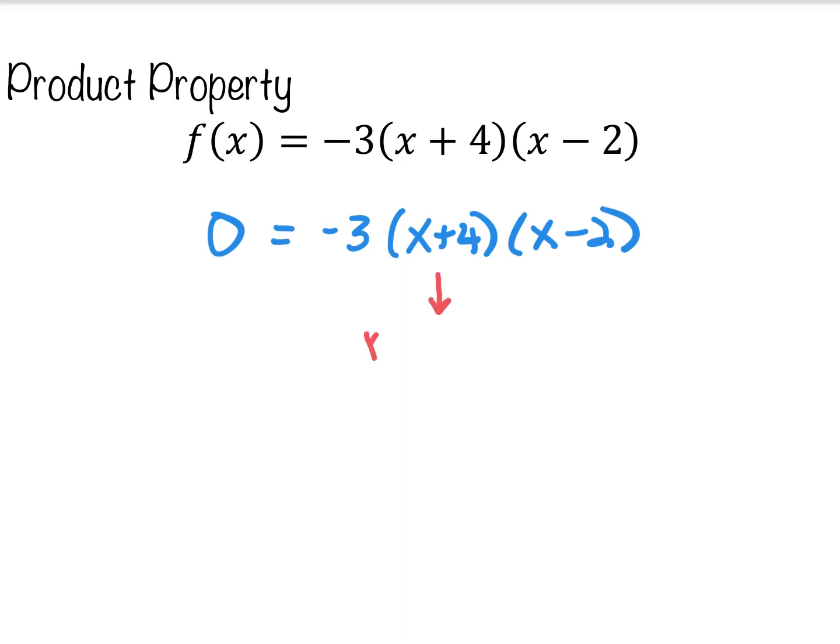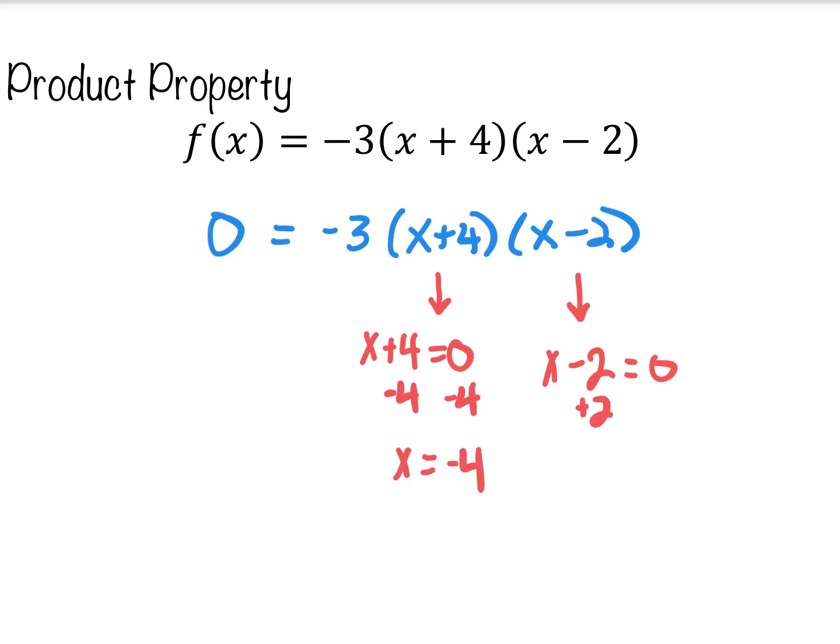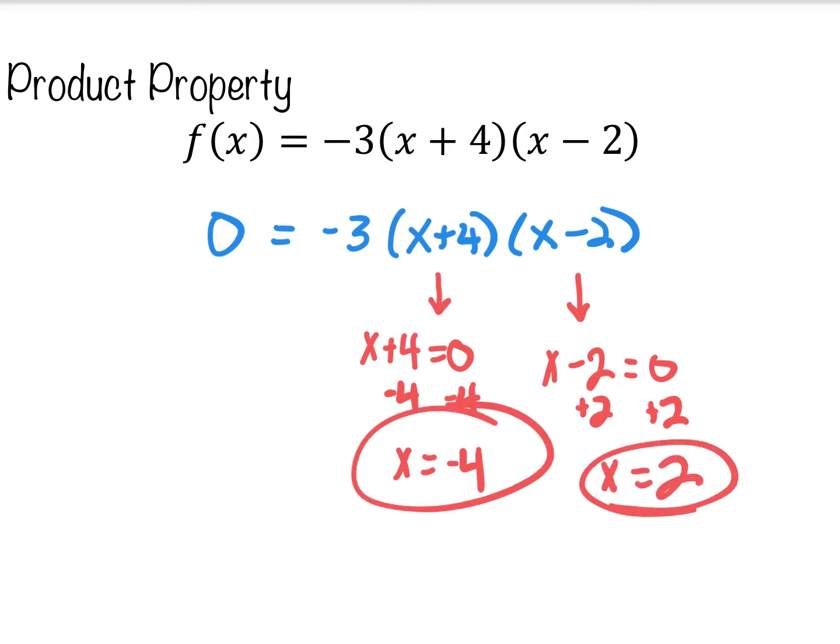So using the zero product property, we know that x plus 4 equals 0, or x minus 2 equals 0, or both of them. So we can set them equal to 0, and then we can solve. So this would be x equals negative 4, and this would be x equals 2. So my solutions for x there would be negative 4 and 2.